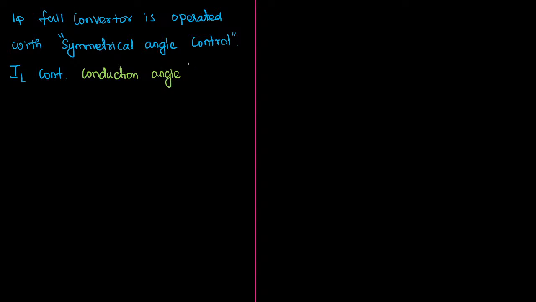Conduction angle is given as pi by 4. Next, the peak input voltage, the maximum input voltage, is given as 185 volt. Now, what is the expected value of output RMS voltage? That's all.